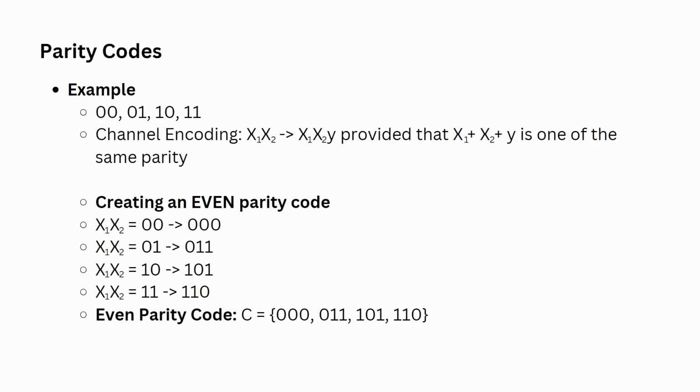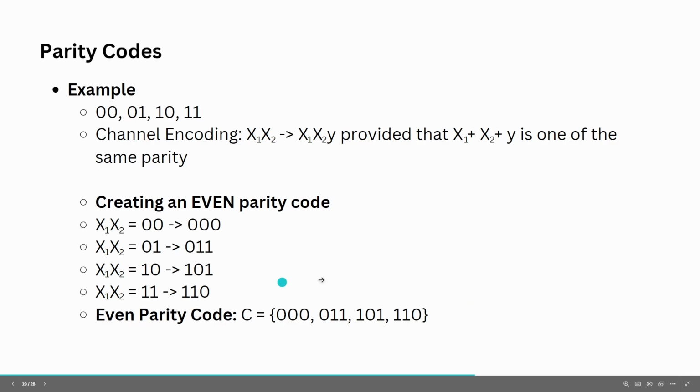This means we will need to add a 0 or a 1 so that when you add up all three, it will be either odd or even. We are trying to create an even parity code, so add a 0 or 1 accordingly. For example, in here, we have 0 and 0 and 0. If we add all of these, it's going to be 0, which is an even number. Same thing with here, 0 plus 1 plus 1 equals 2, which is an even number. So this will be our even parity code.